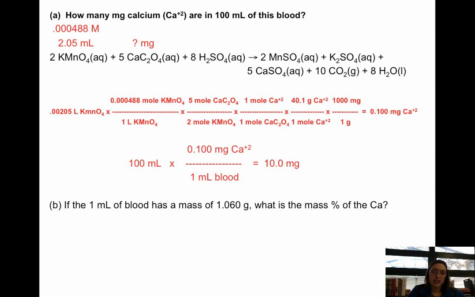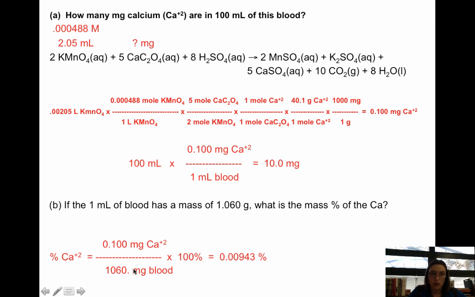And then part B says, if the 1 milliliter of blood has a mass of 1.06 grams, what is the mass percent? So you need to think about what mass percent means. Right? Mass percent is your part over your whole. So we need to figure out the mass percent of Ca2+. Well, we know that we have 0.1 milligrams of Ca2+. That's from this calculation. We have 0.1 milligrams in 1 milliliter of blood. And then we also know that that's 1.06 grams.